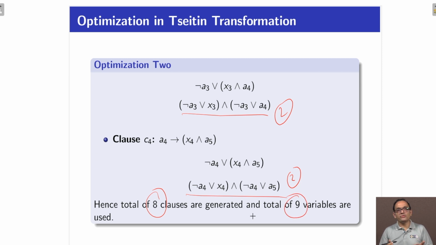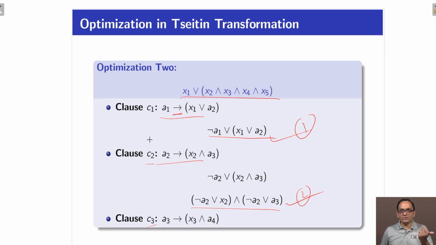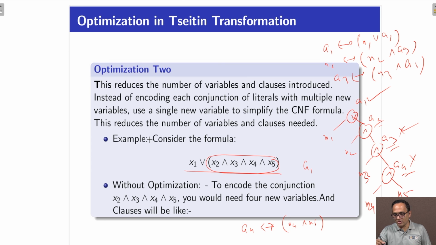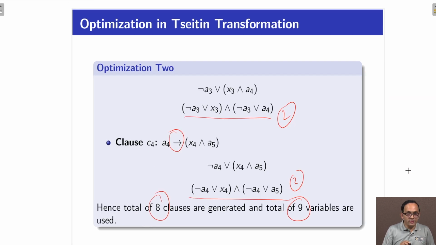So, this is the formula I will get in the original way, and I have also replaced this by implication. I have already applied my optimization 1, otherwise I would get 3 into 4, so 12 plus 1, 13 clauses. For each such case I will get 3 clauses plus the original clause, but with optimization 1 I effectively get 8 clauses. So, already 5 clauses have been removed because of this optimization 1.